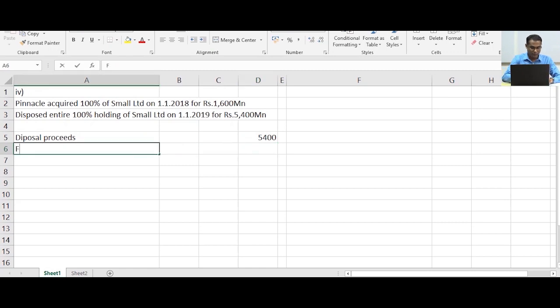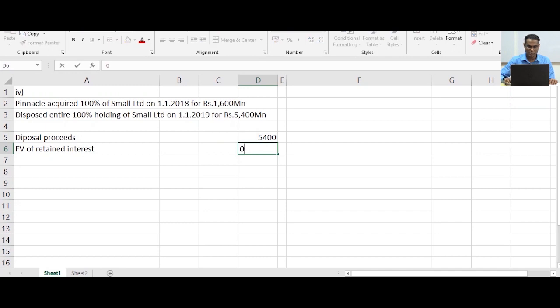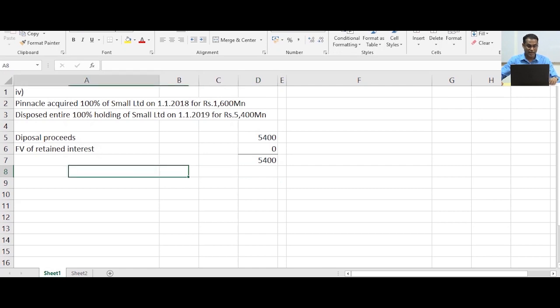Then I would say the fair value of retained interest. In this case, we don't have any retained interest because Pinnacle had 100% of Small Limited and the entire 100% was disposed. That means there is nothing retained. So the retained interest value is 0. Then you take the total of these two, which comes to 5,400.